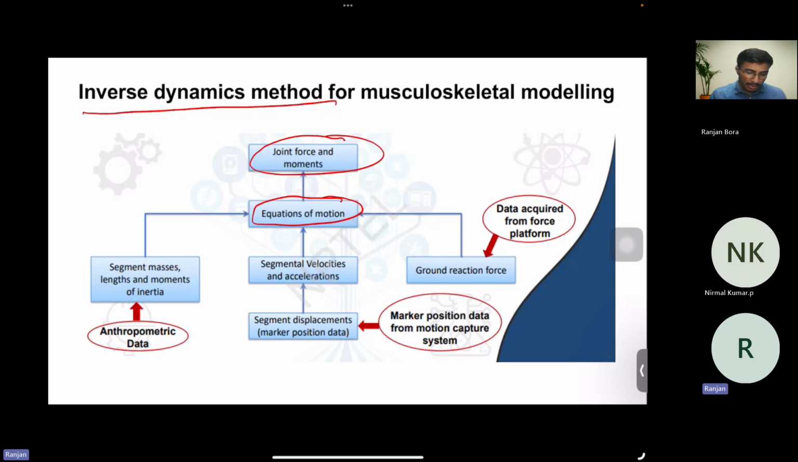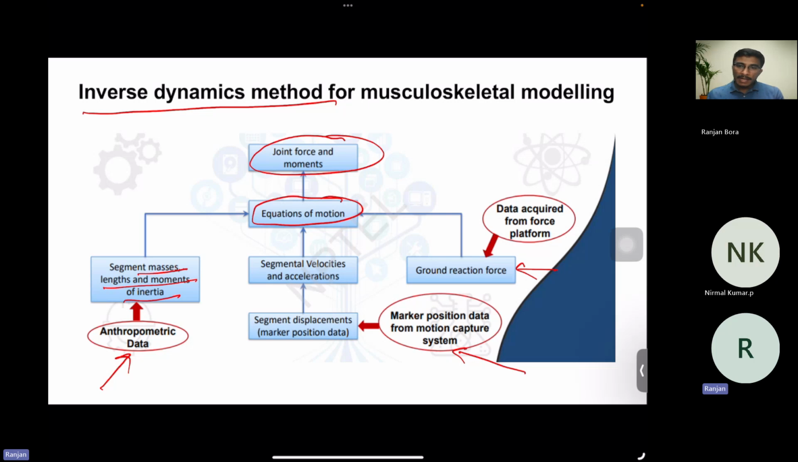For that we need this anthropometric data, which means we need the masses, lengths, and moment of inertia, and we need the ground reaction force data, and we need the marker position data from the motion capture system. For different activities, this marker position data will be different. For example, while walking, the marker coordinates will represent the activity of walking.